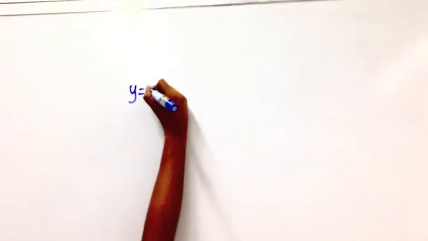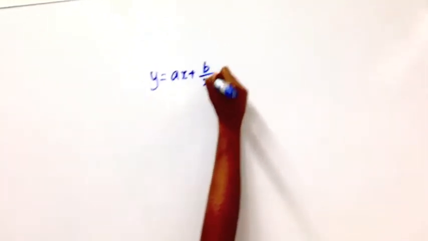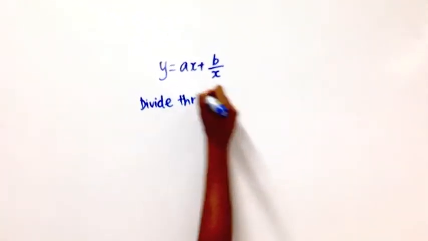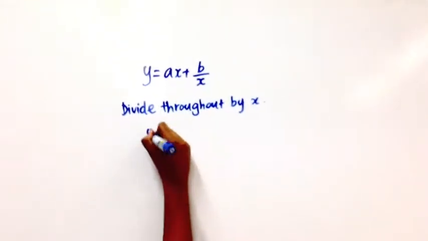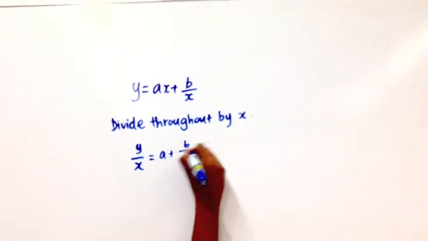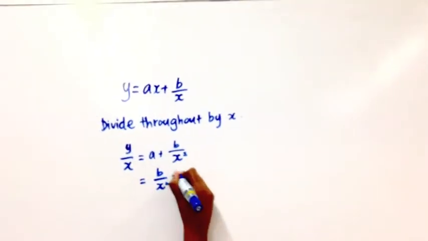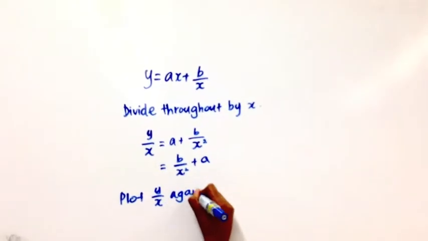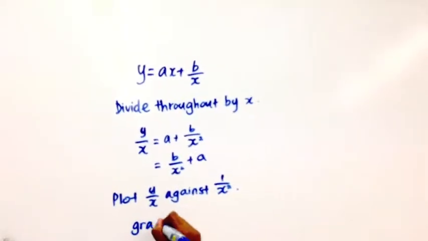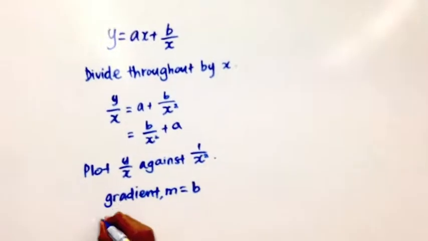Let's try applying our knowledge with a practice question. In order to express y equals ax plus b over x in linearized form, we need to convert the equation in the form of Y equals mX plus c. To do so, divide throughout by x. Hence, we plot y over x against 1 over x squared. The gradient is hence b and the vertical intercept equals a.